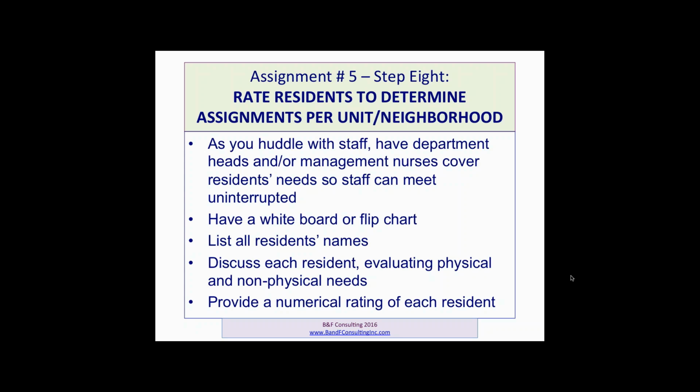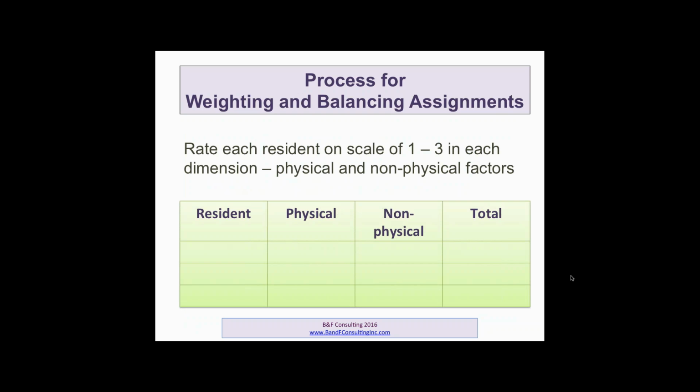Provide a numerical rating for each resident. Use a chart to capture these numerical ratings. With the staff, weigh both the physical and non-physical aspects of care on a scale of 1 to 3 or 1 to 5, with 1 being the easiest.